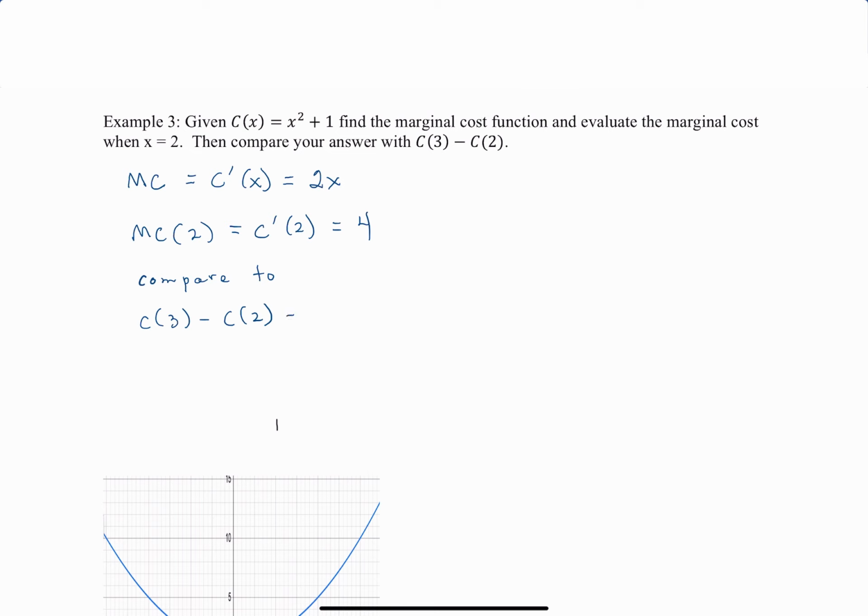Let's see, C of 3 is 3 squared plus 1, and then we're subtracting C of 2, which is 2 squared plus 1. Let's see, that looks like 10 minus 5. I'm not going to do anything fancy there. So we get 5. And now, notice these are not the same.